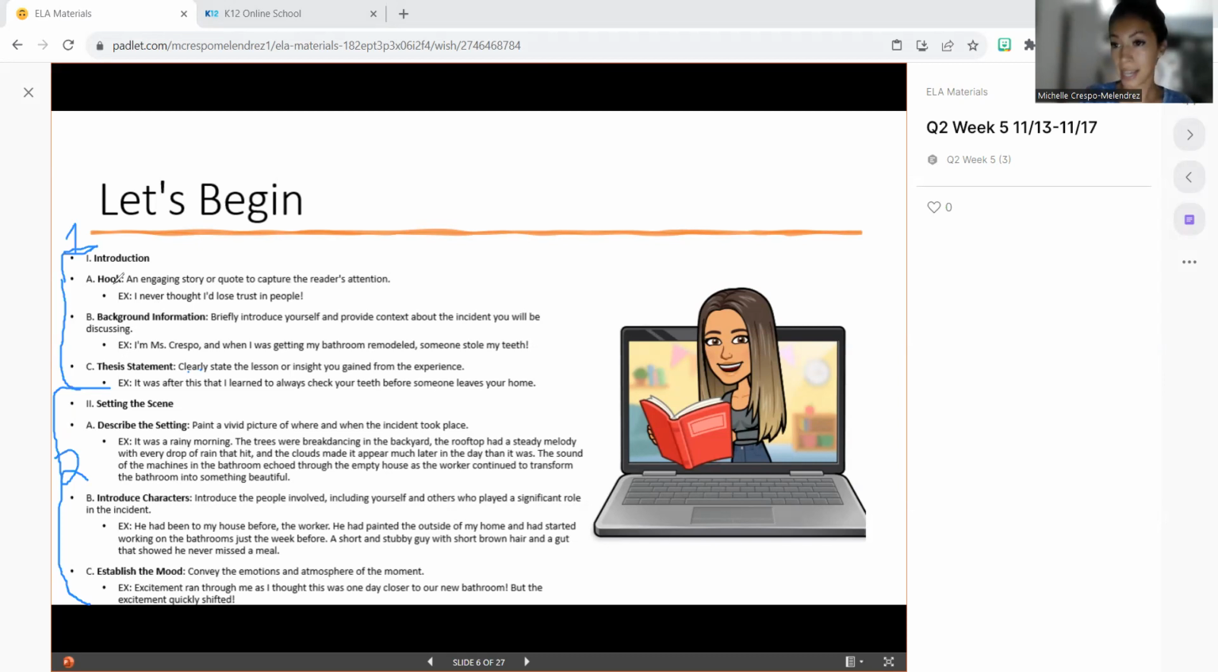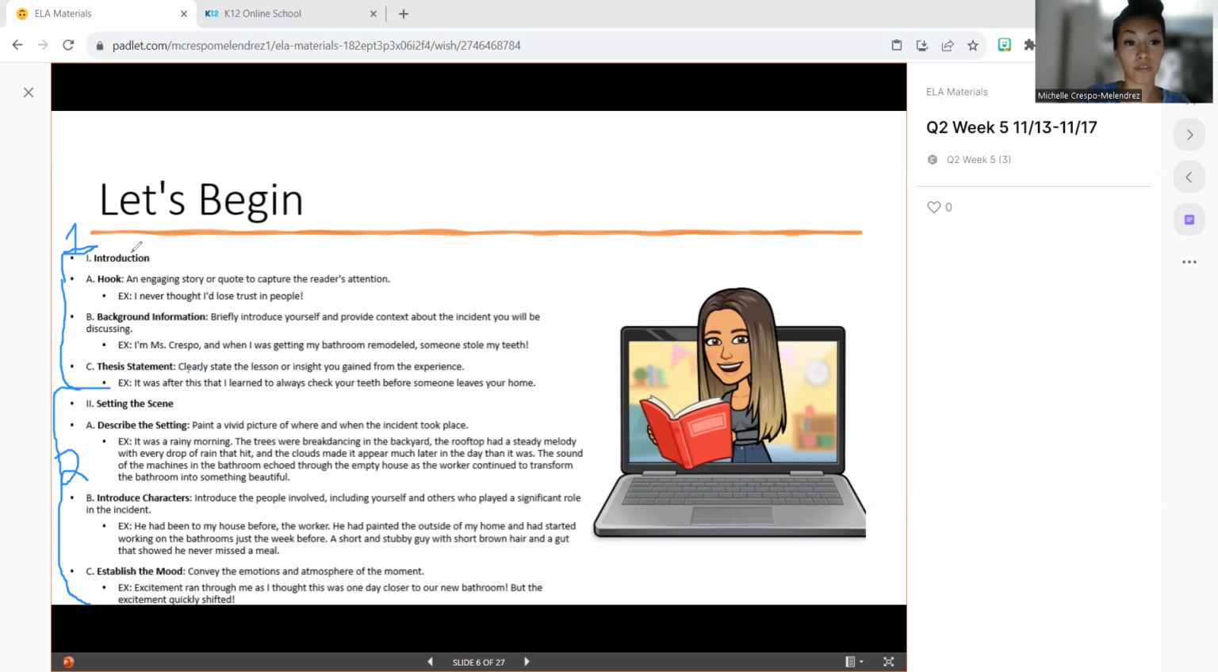Your hook, just like any other hook, is just to grab the reader's attention. It can be a question. It can be a sound, onomatopoeia. It can be a statement, right? It can be dialogue, somebody starting off speaking. Maybe your mom's yelling at you. Here's an example. I never thought I'd lose trust in people. So that would be my hook.